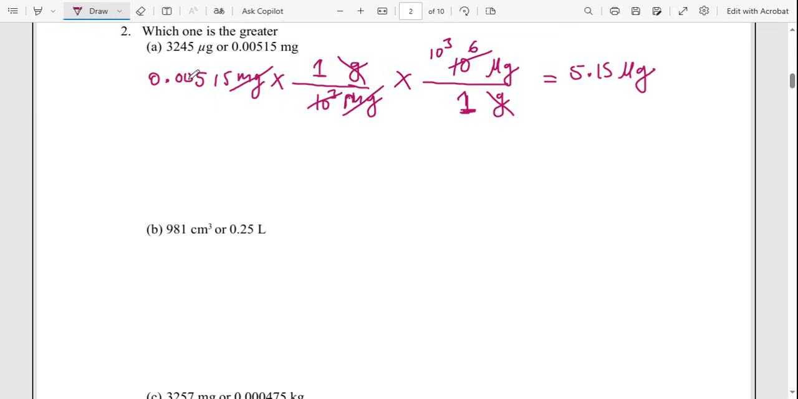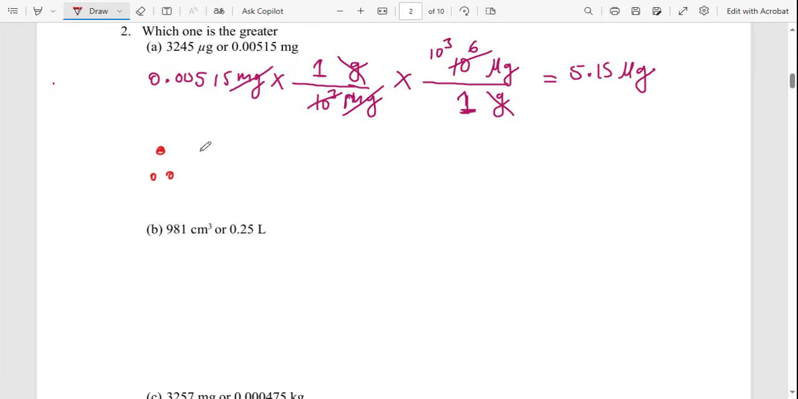Which one do you think is the bigger unit? Which one is the bigger number between 324 micrograms and 5.15 micrograms? Anyone? So therefore 3245 micrograms is bigger, because the other one in micrograms is just 5.15. Does that make sense?